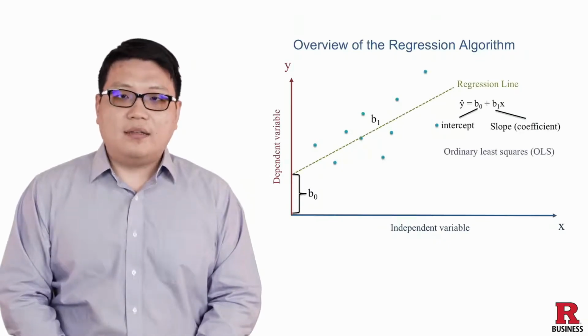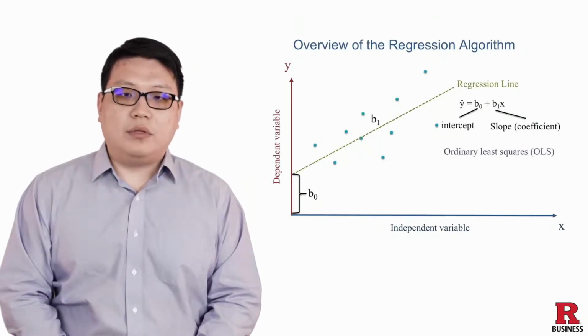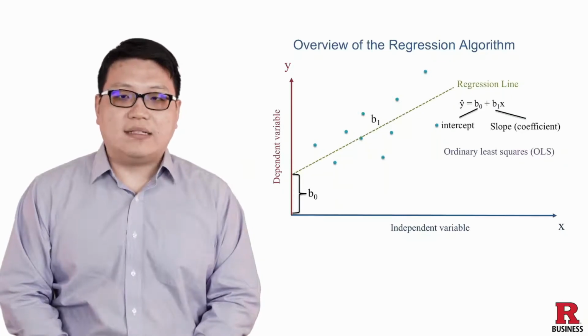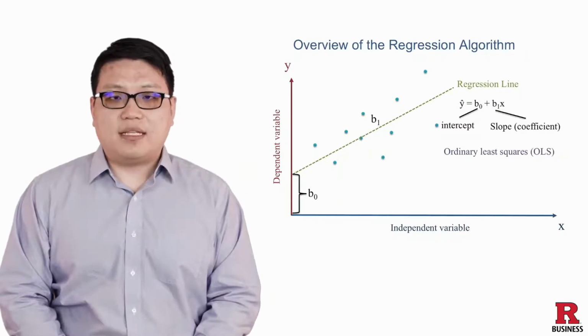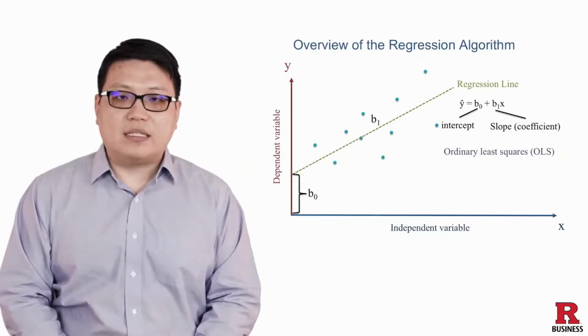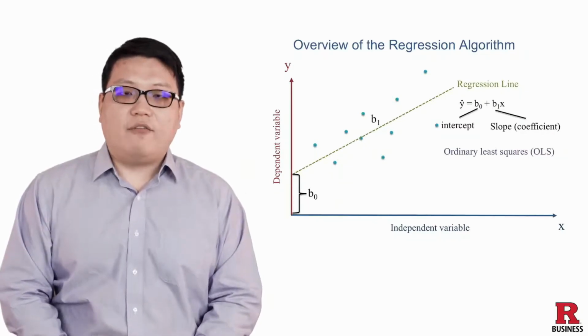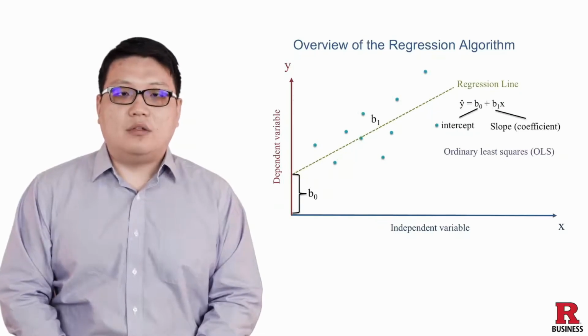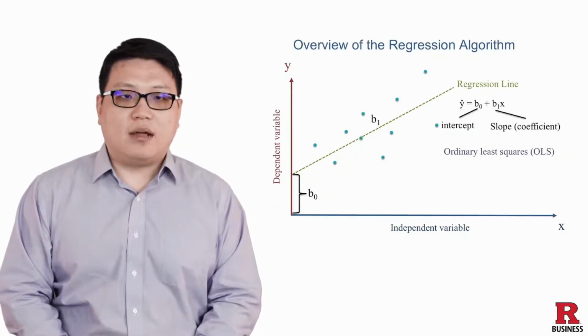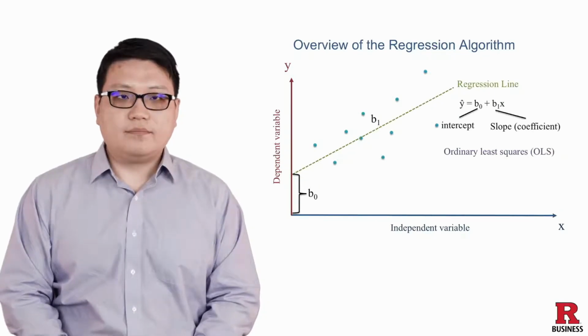For us to find the regression line, the method we use here is called ordinary least squares, or OLS. What this method does is it tries to minimize the distance from those y values to our regression line. So the final regression line will have a minimized distance to each of the dots you see here on the scatter plot.